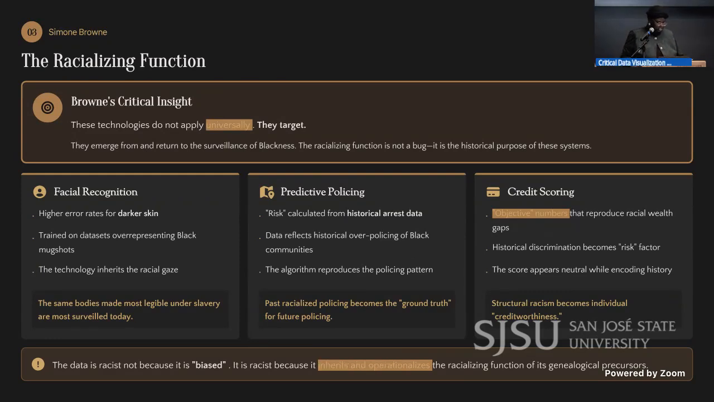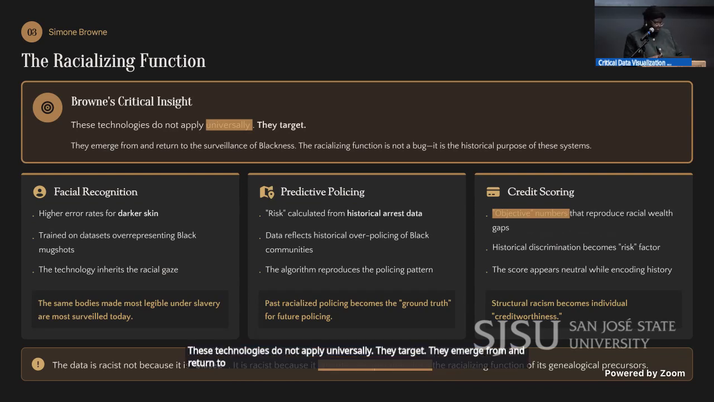So this one is talking about racializing function. Here's Browne's critical intervention, developed in explicit dialogue with Fanon. These technologies do not apply universally. They target, they emerge from, and return to the surveillance of Blackness.